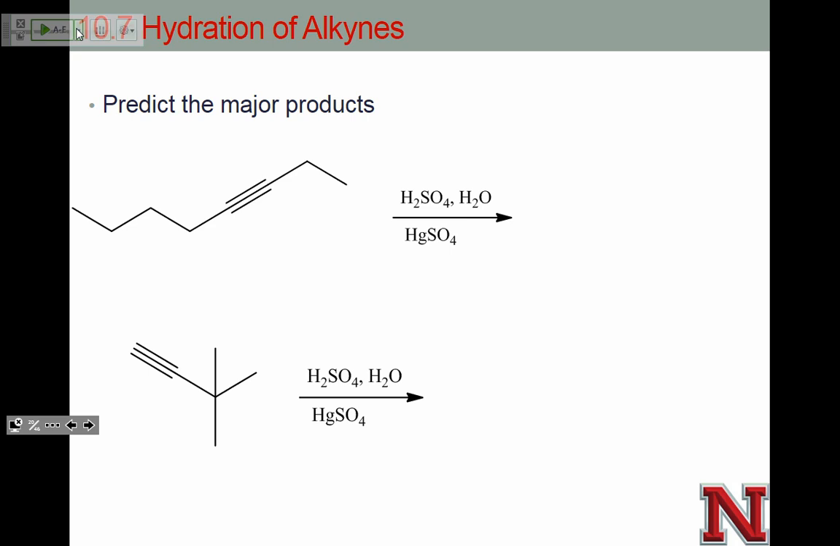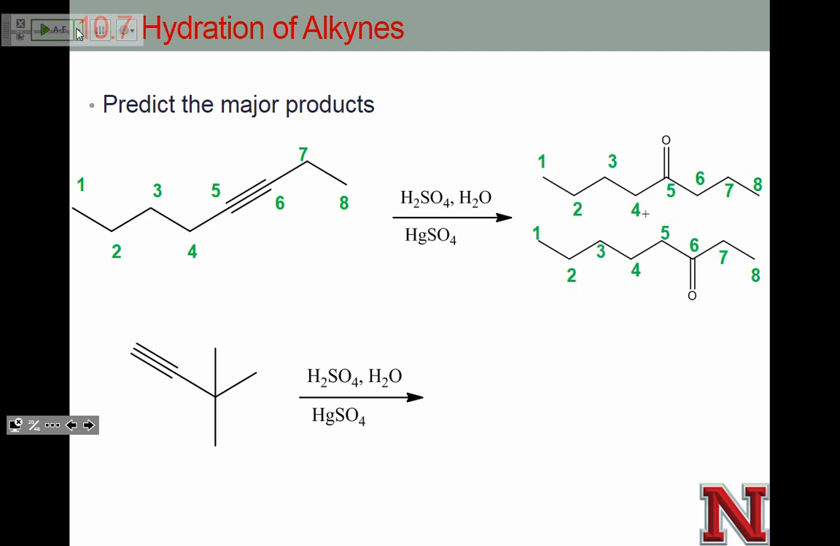So looking at this example, we're going to get both products because we don't have any control. But with this first example here, and this is just showing it, we're going to have a ketone forming on carbon 5 and carbon 6. With the second example, of course, it's going to be Markovnikov, carbon 2 is more substituted. So we're still going to isolate our ketone.